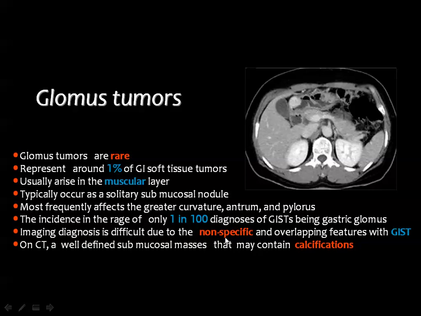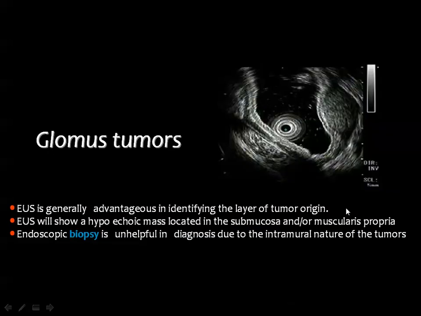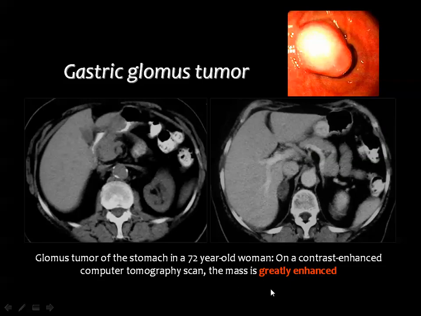The imaging findings are non-specific, and this tumor may show some calcium, and on contrast enhanced CT you can see significant enhancement. And this is the appearance by endoscopic ultrasound, and this is one of the values of ultrasound. It can show the layers of the wall and can detect the site of origin of the tumor. And this is a gastric glomus tumor. Here we see the tumor without intravenous contrast injection. After contrast injection, you may see some significant enhancement.